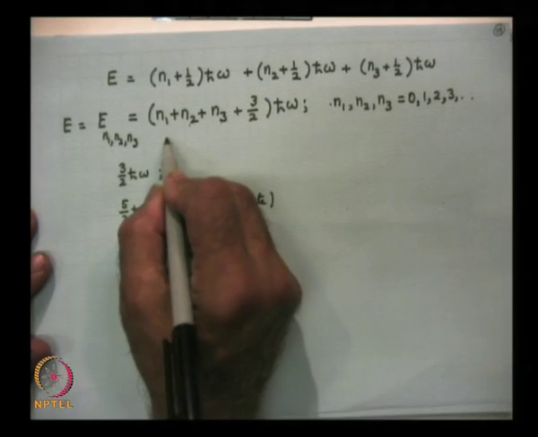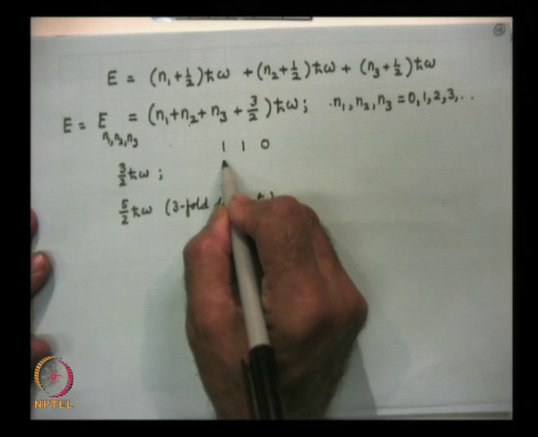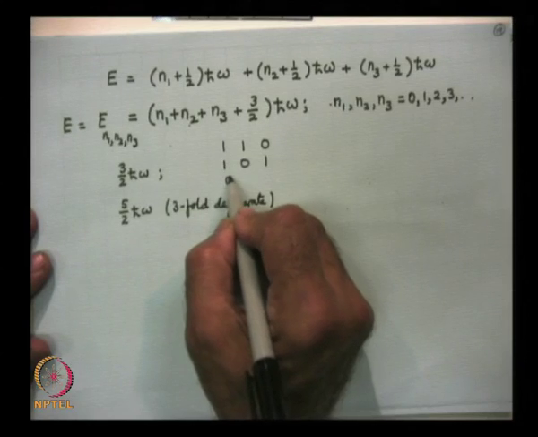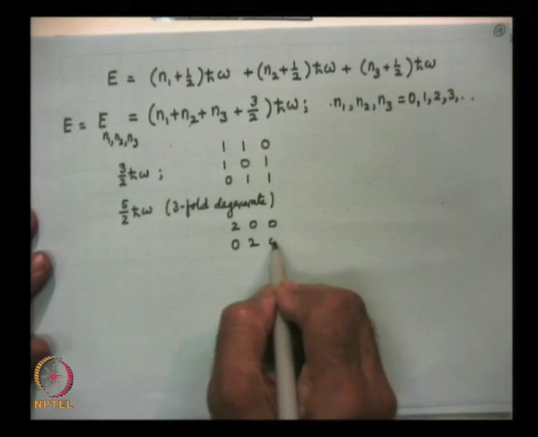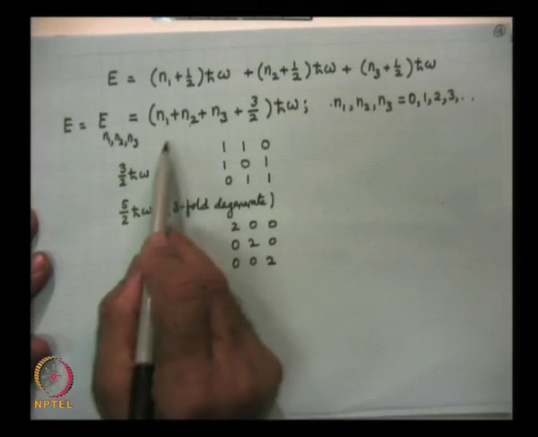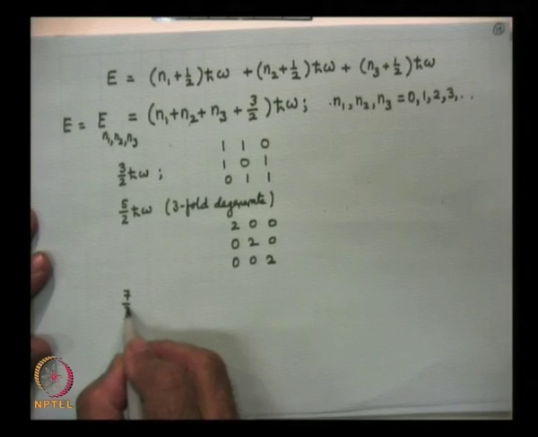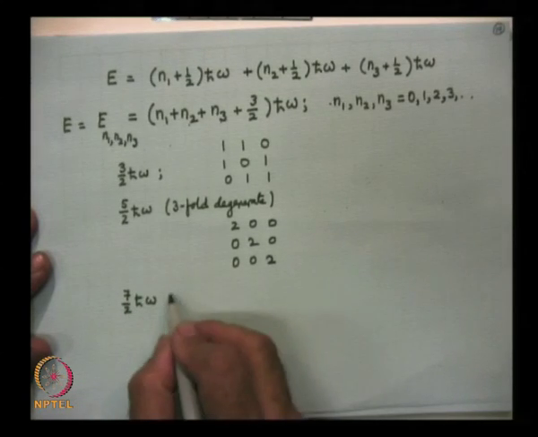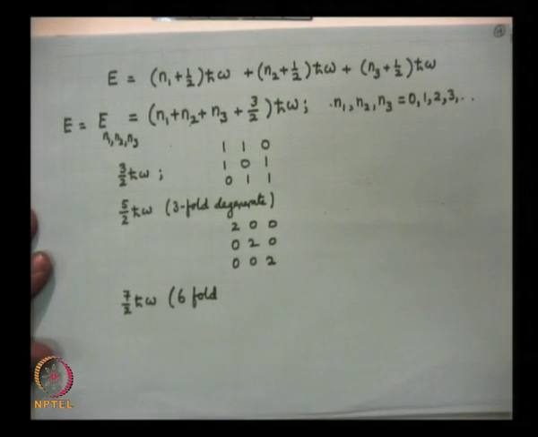Then you have, please see, 1, 1, 0, 1, 0, 1, 0, 1, 1, and then 2, 0, 0, 0, 2, 0, 0, 0, 2, all of them will have the eigenvalue 1 plus 1 is 2, 2 plus 3 by 2 is 7 by 2 h cross omega. So, that will be a 6-fold degenerate state, because there are 6 sets of quantum numbers which will give rise to the same eigenvalue E. And what will be my eigenfunction?